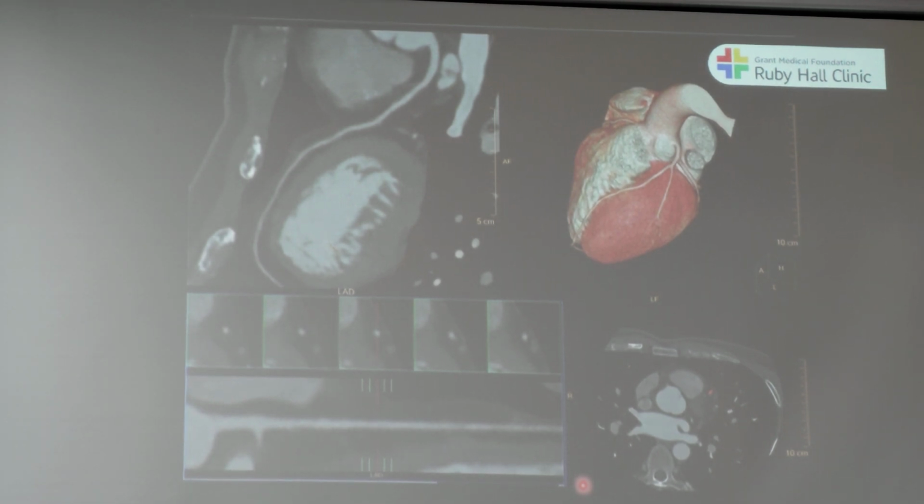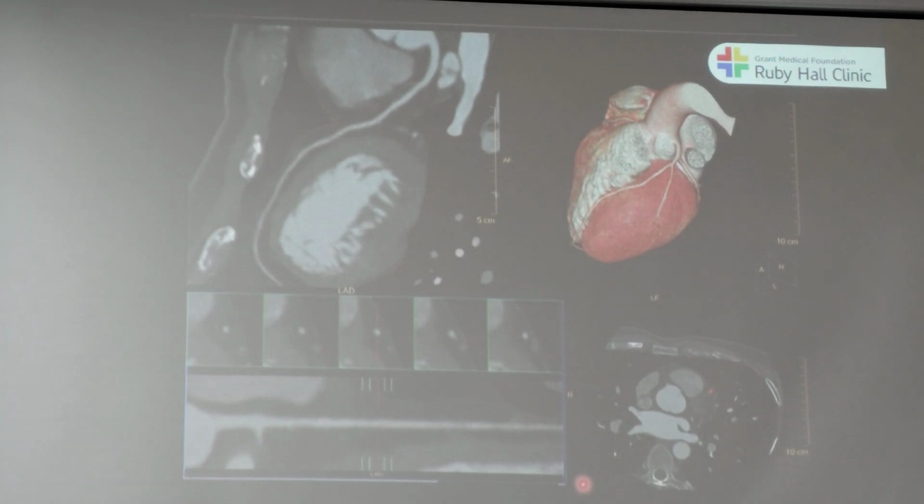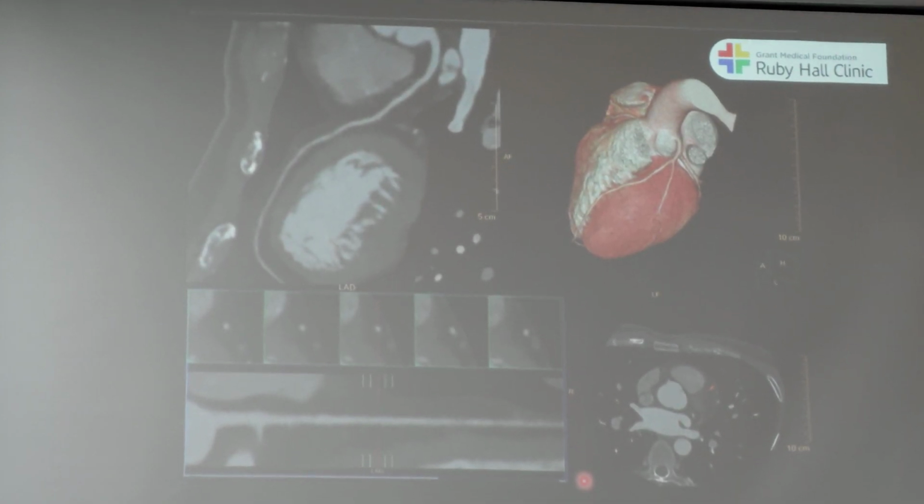So CT, we do. What are the indications of CT? One, we saw the congenital heart diseases, to define the anatomy, define the morphology of chambers, to define the connections, to define the shunts. Okay, that is for the congenital heart disease. For the adult, to assess the coronary artery disease, to assess the coronary artery anomalies in detail.